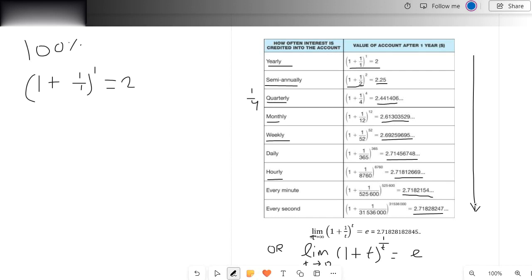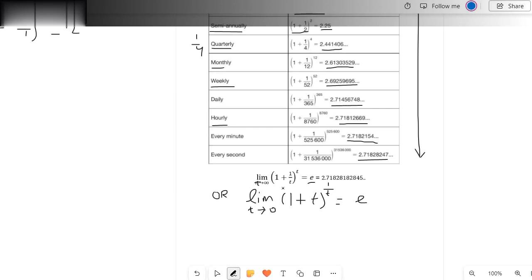As you can see, if the time scale decreases and becomes shorter and shorter, then the value of your account will be closer to a constant value, which is also known as e, or the natural number, because it arises naturally in mathematics and has real life implications. It is also known as Euler's number, and the mathematical notation of it is: limit as t tends to infinity of (1 + 1/t)^t equals e, or limit as t tends to 0 of (1 + t)^(1/t) equals e.